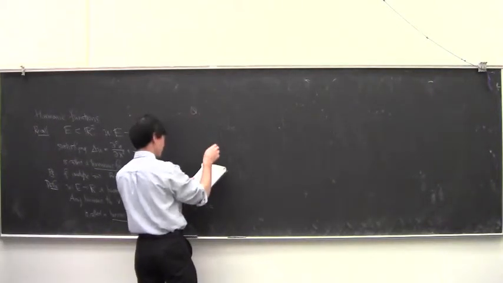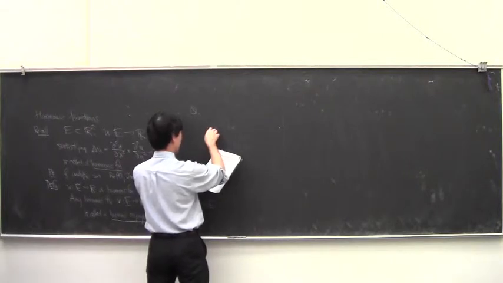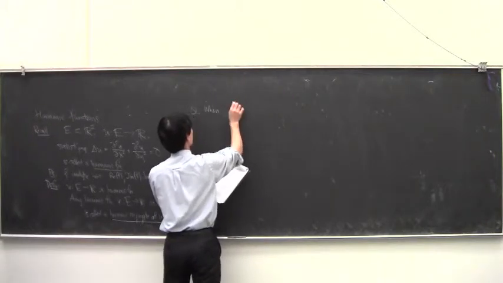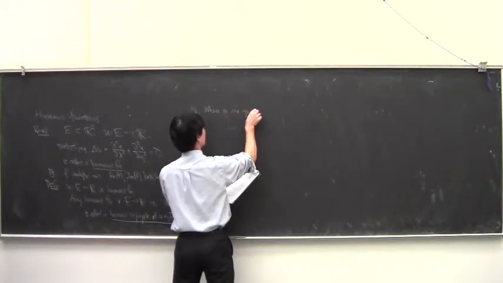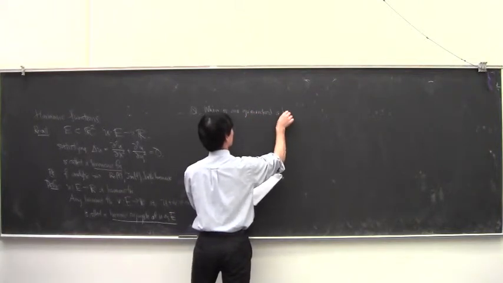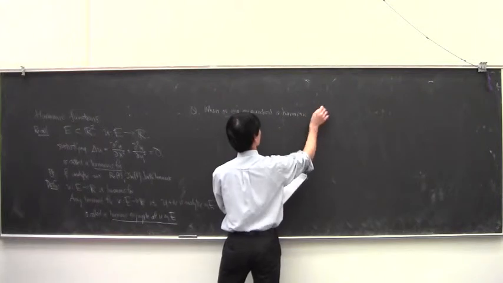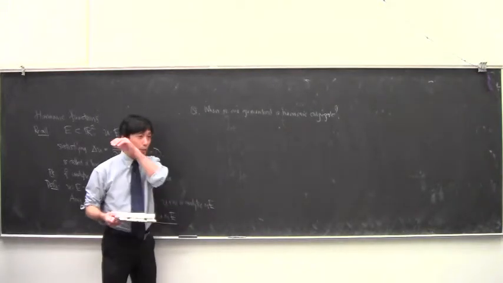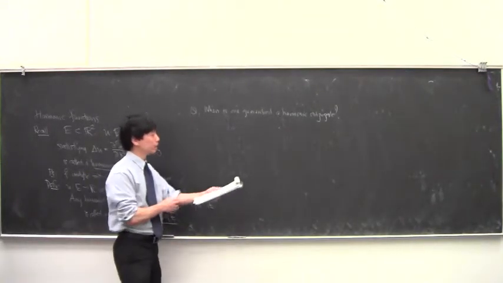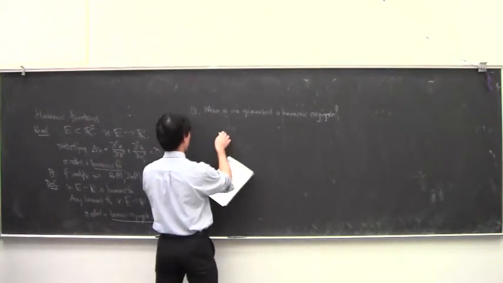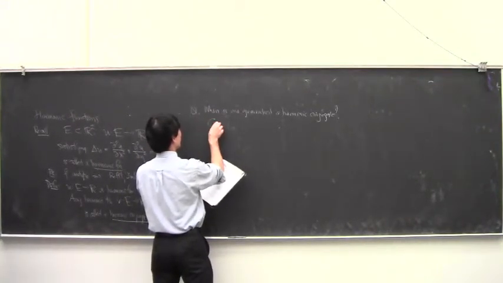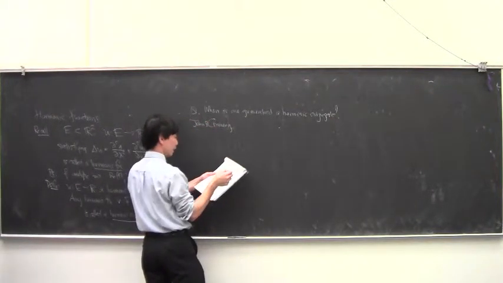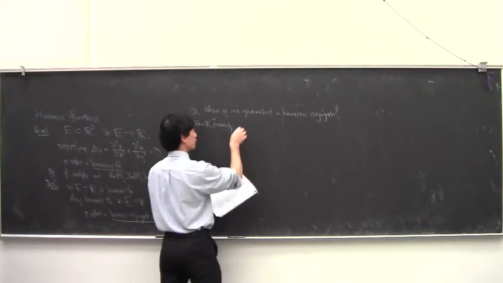So the natural question to ask is, when is one guaranteed a harmonic conjugate? Suppose you have a harmonic function, you're wondering, is it possible for me to get a harmonic conjugate for my function here? And one answer is from a book by John B. Conway, I think it's called Functions of One Complex Variable.